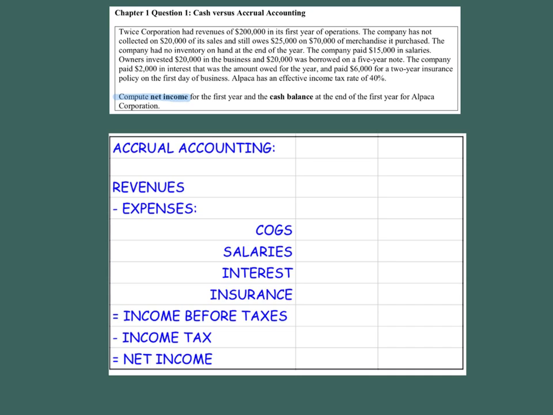So now let's solve for net income from the problem. In the first sentence, we see Twice Corporation had revenues of $200,000 in its first year of operations. So on our income statement, we will record $200,000 for revenue.